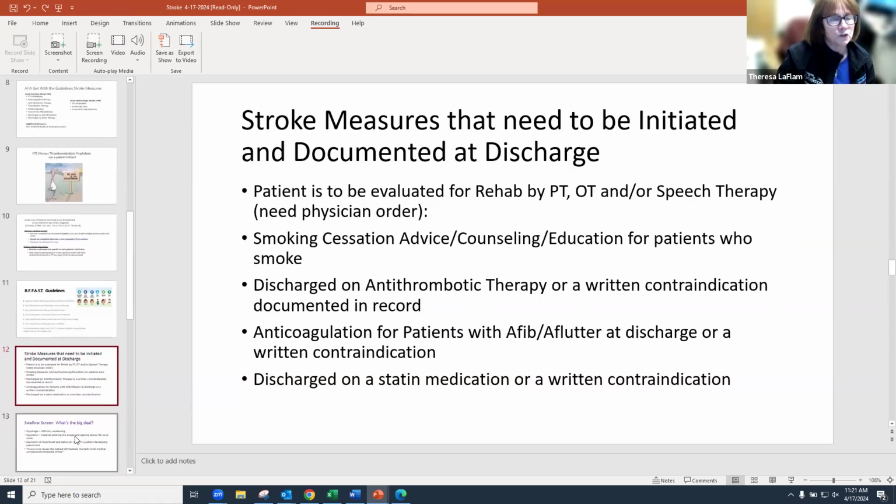Then we have other stroke core measures, right? So these are the only ones that have to be done at discharge. I told you the ones that have to be done at the beginning before they go home. We have a checklist and we make sure, did rehab see the patient? Yes. Did we teach smoking cessation? Yes. Did we discharge them on an antithrombotic? Yes, an aspirin. Did we discharge all patients with AFib on anticoagulation? Yes. And are we discharging them on a statin? We need to check yes for all of those, or the doc has to write why not.